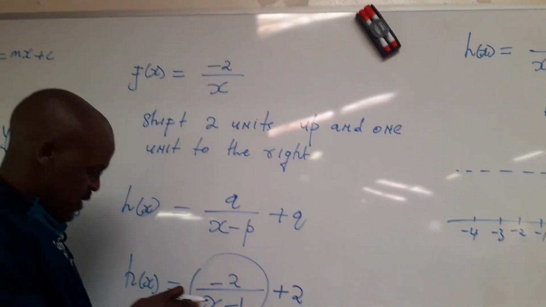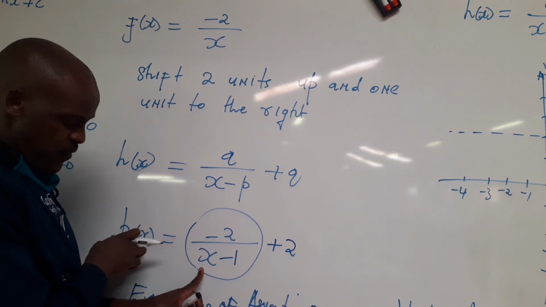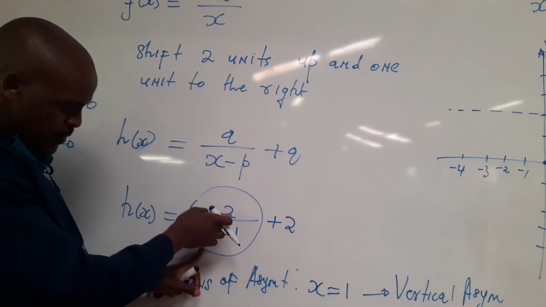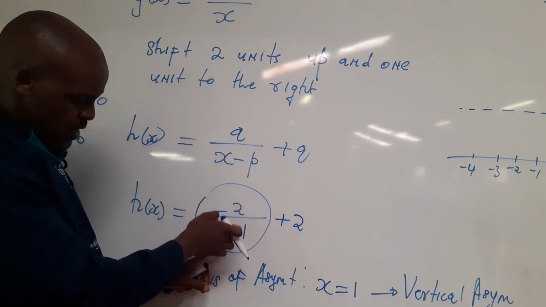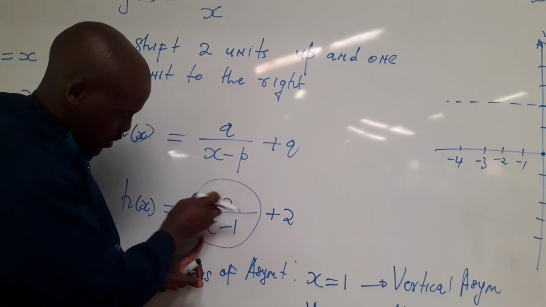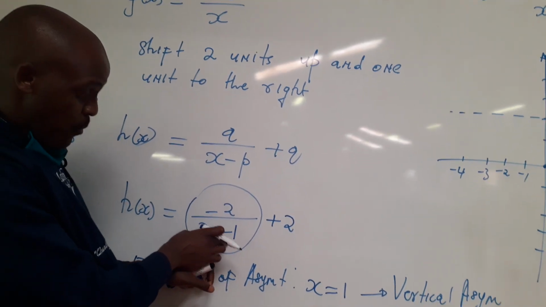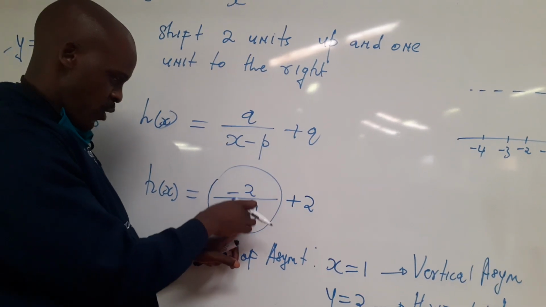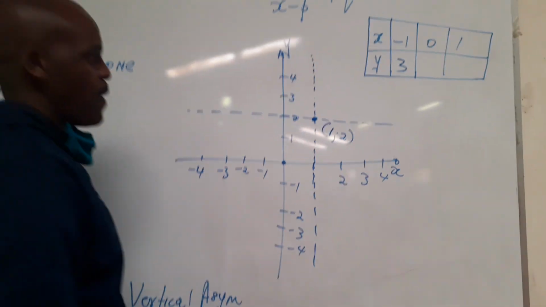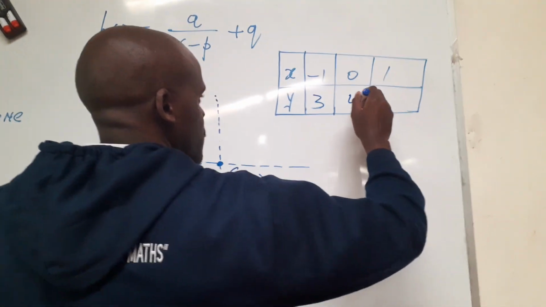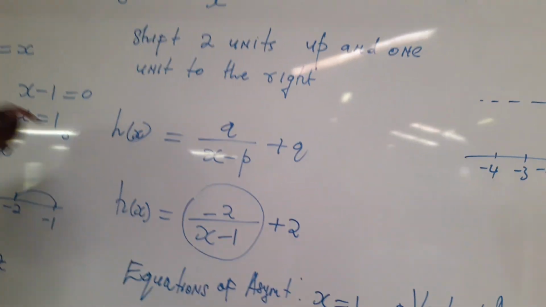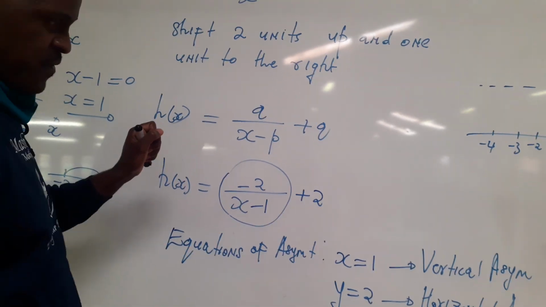Now, let's find the y-intercept. For y-intercept, we'll let x to be 0. If x is 0 there, this would be -2 divided by 0 minus 1, which is -1. -2 divided by -1, that is positive. It's +2 plus 2, that is 4. So now it is no longer undefined if x is equal to 0 because there is a shift.